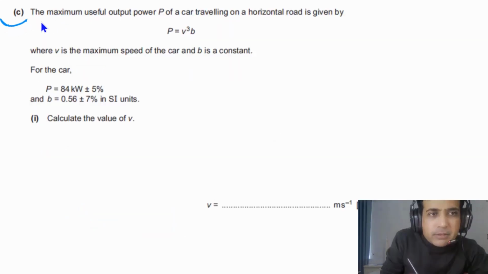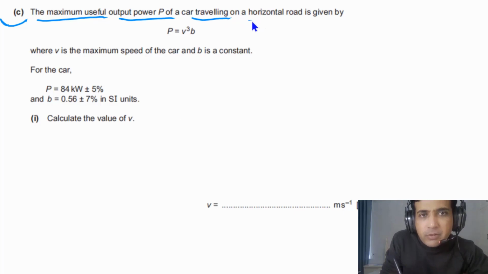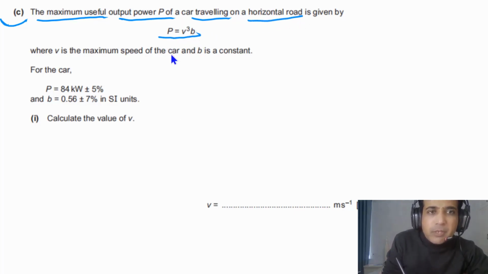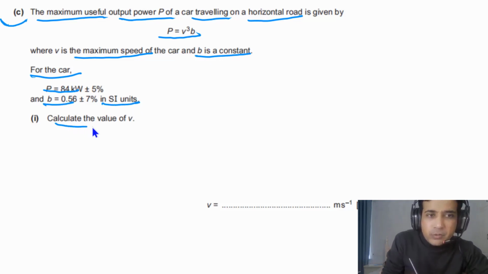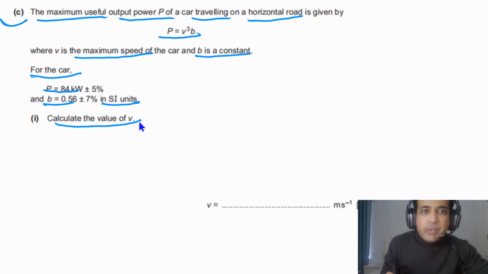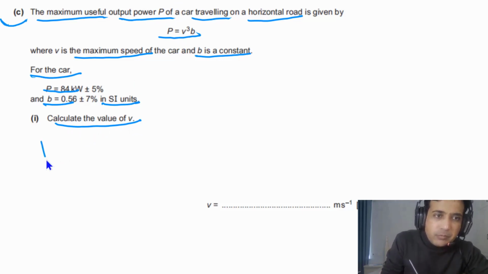For part C, it is given to us that the maximum useful output power P of a car traveling on a horizontal road is given by P is equal to k V cubed. V is the maximum speed of the car and k is a constant. For the car, we have the value of P, and we have the value of k in SI units, and we need to calculate the value of V. So we can make V the subject.